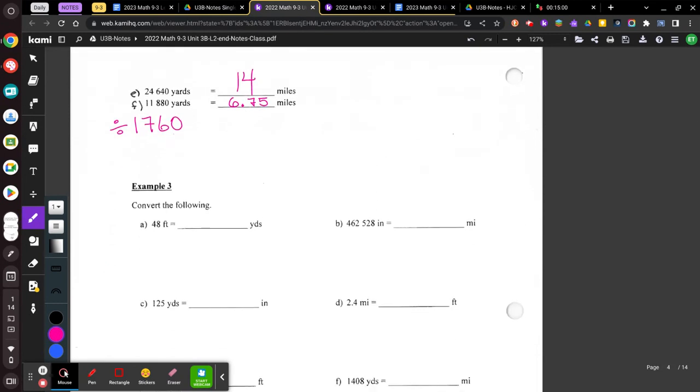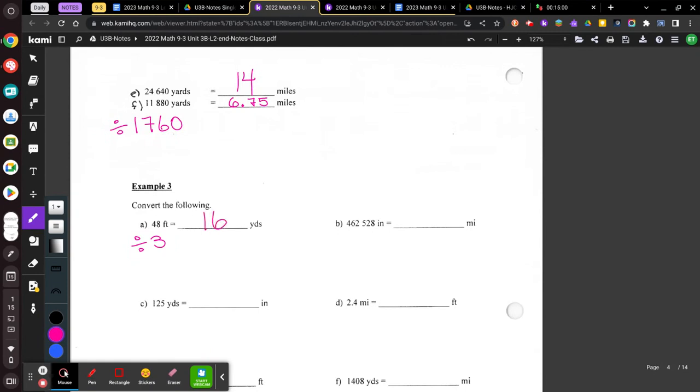Okay, each of the next section is individual. So we're not doing a whole bunch of them together. Each one is separate. So the first one, I'm going feet to yard. I look at my chart. I've got feet and yards. I go to here. That's going to give me the number 3. So since I'm going feet to yard, going down is divide. So this guy's going to be divide 3. And 48 dividing 3 is going to give me a 16.